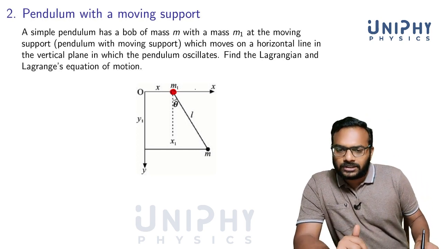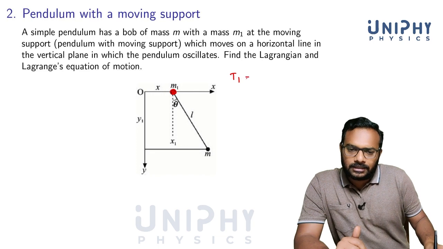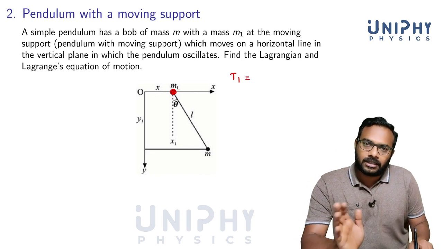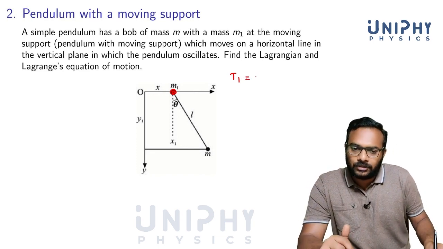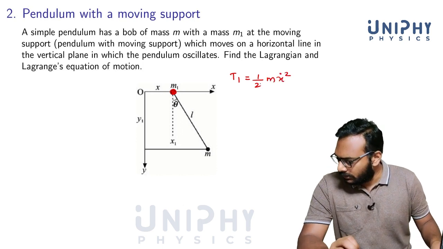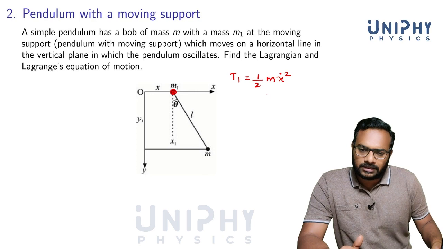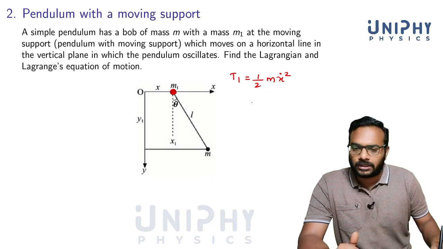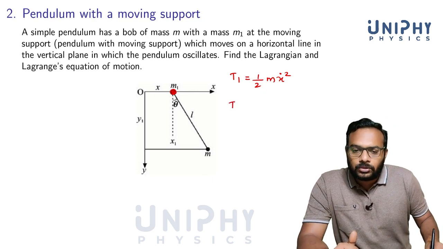Okay. So the first one we'll write as T1. T1, it has only 1 degree of freedom. It can move only along the x-axis. So T1 is equal to half m x dot square. Right? T1 is equal to half m1 x dot square. All right. And what's T2?